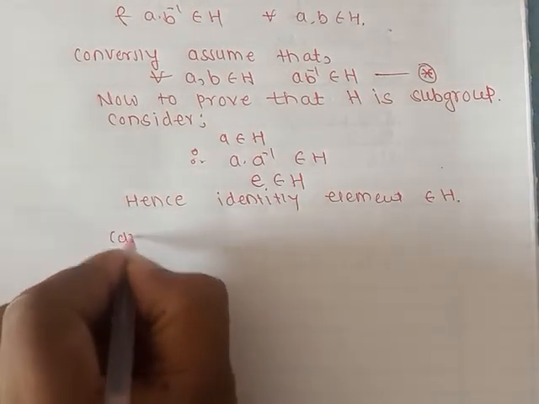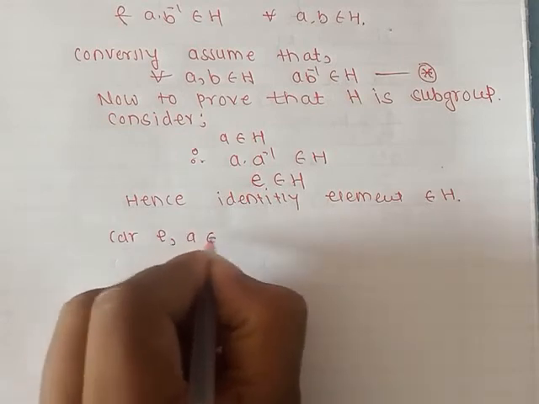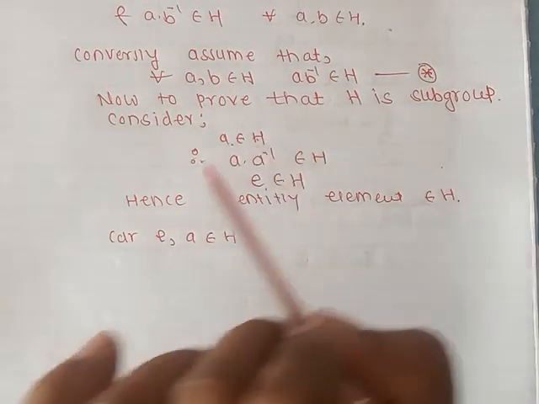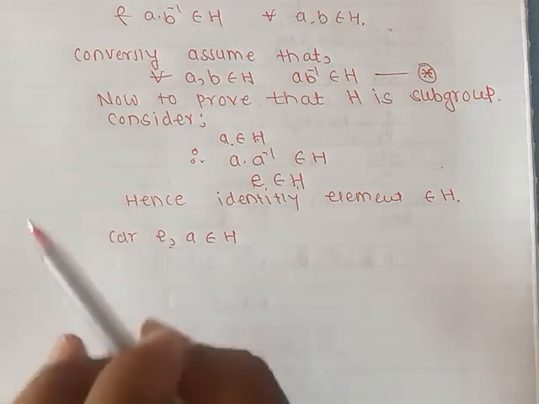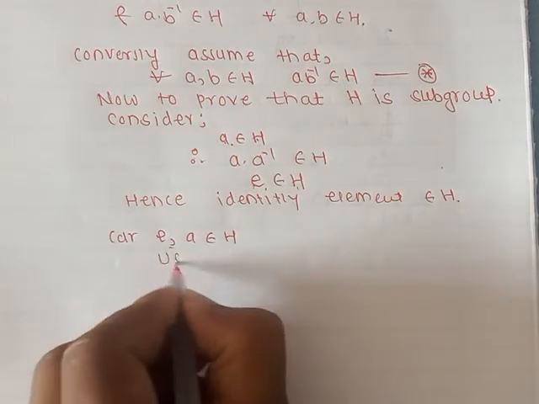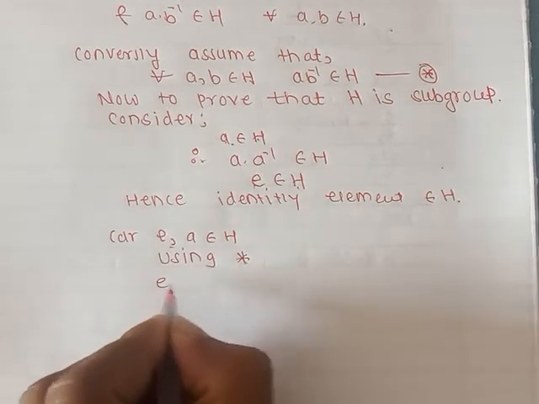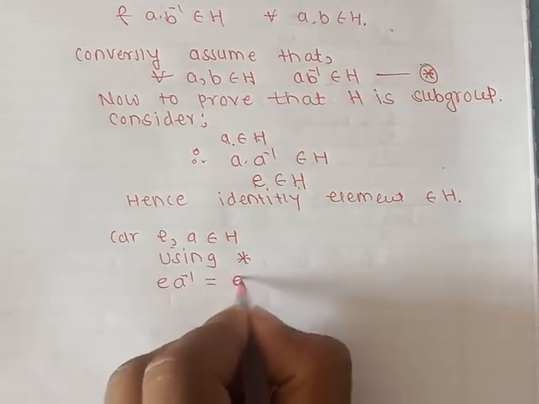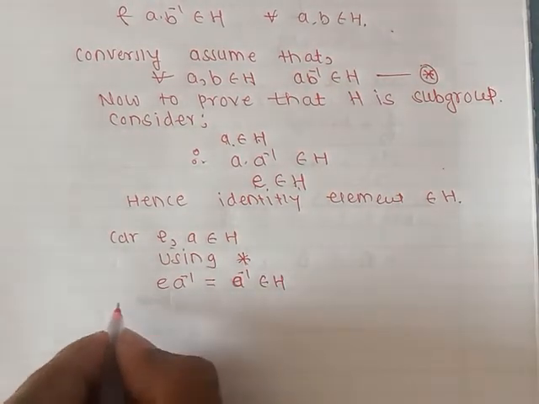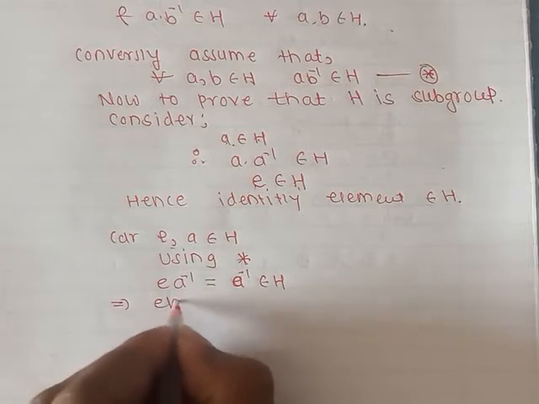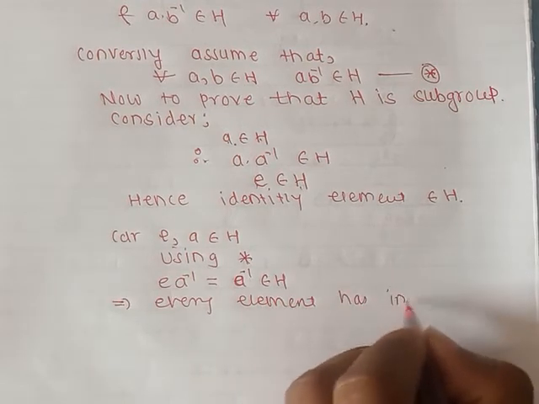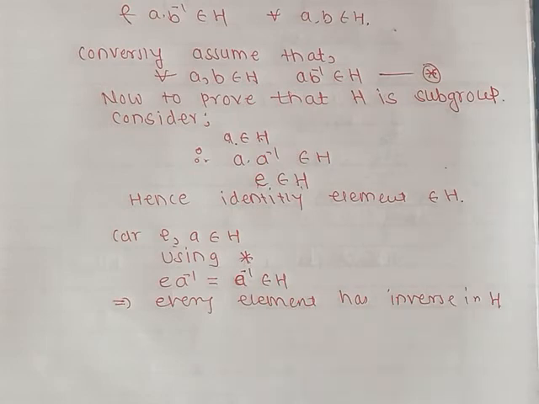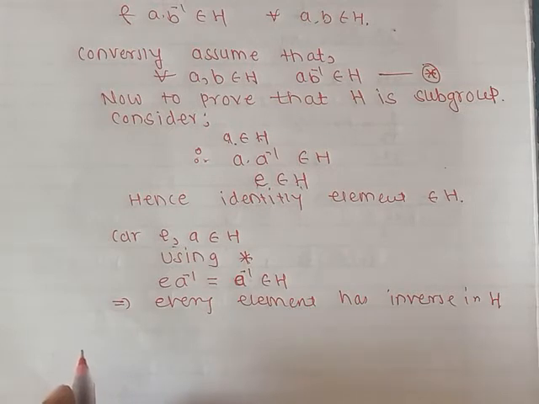Next, consider e, a belongs to H, because we had initially given that a belongs to H, and now we have proved that by using that element a, the identity element also belongs to H. So using star, e into a inverse is equal to what? a inverse belongs to H. This implies that every element has an inverse in H.